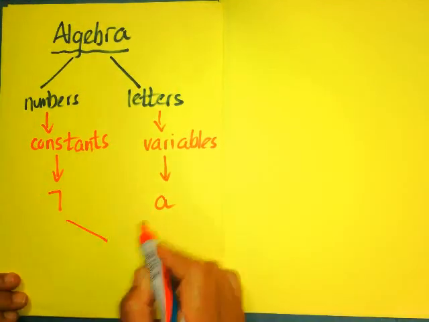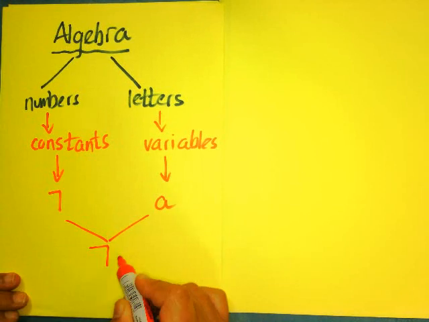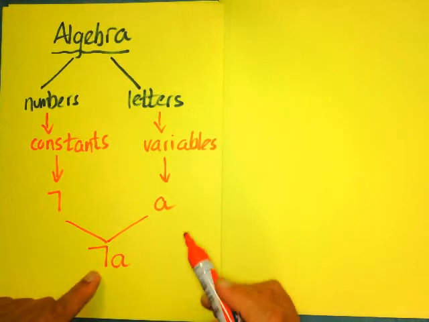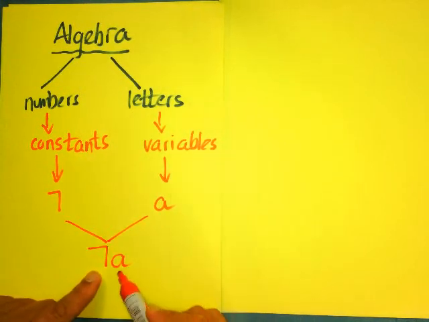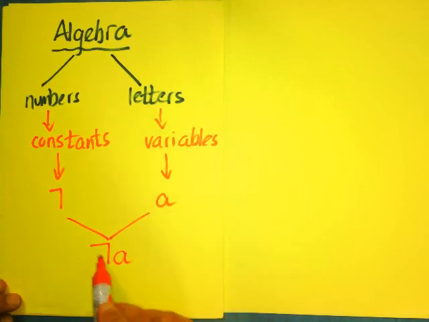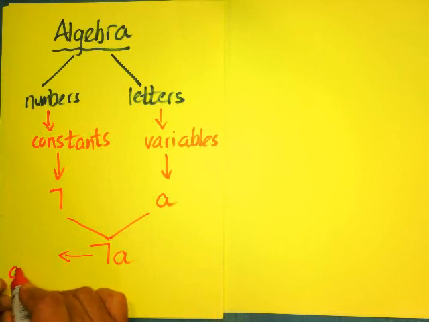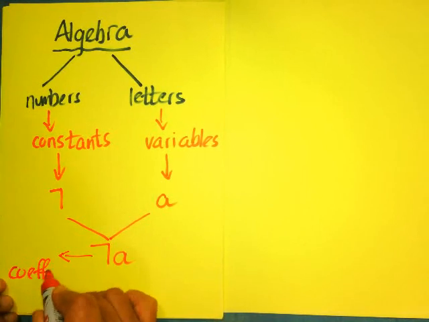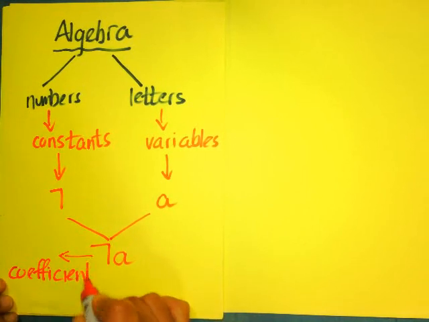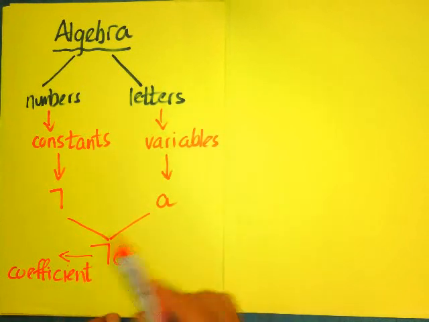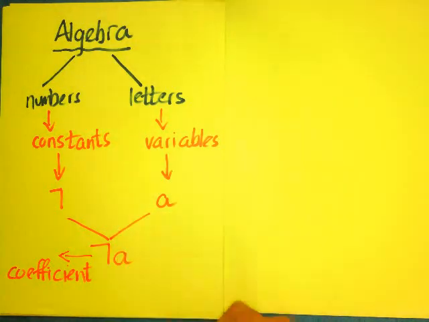When a constant is used with a variable like that, then we give the constant a special name, and that is called a coefficient. And if you look at this, your class name, be it 7A, 7B or 7C, is a perfect example to remember constants, variables and coefficients.